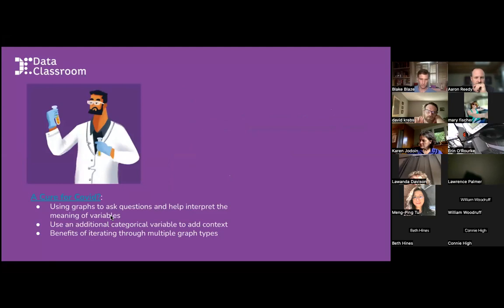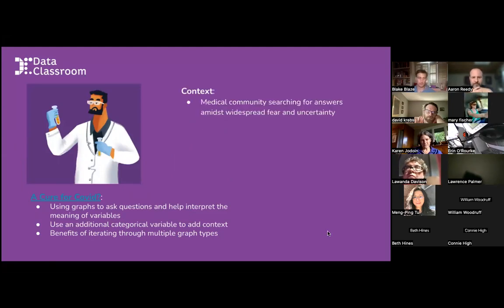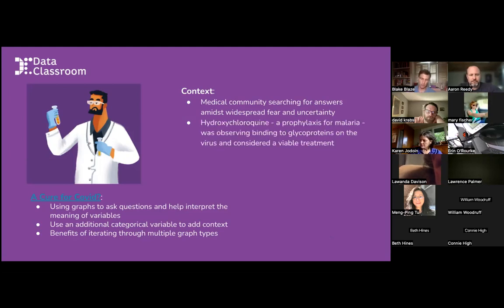So some of the teaching points I've got below. The important context for this was a time of vast uncertainty and very charged opinions about how to respond to a global pandemic. One solution came up: hydroxychloroquine. This is typically a prophylaxis used for malaria. It was observed in some in vitro treatments as binding to the glycoproteins, the little spiky protrusions on the virus, and so it was considered perhaps a viable way to prevent infection spreading once people had been exposed to the virus.